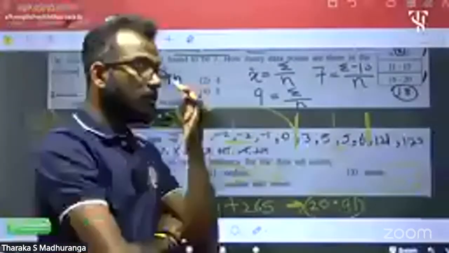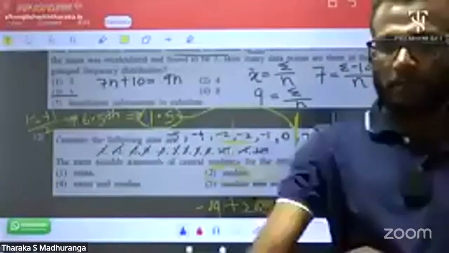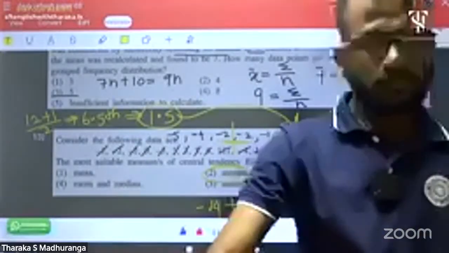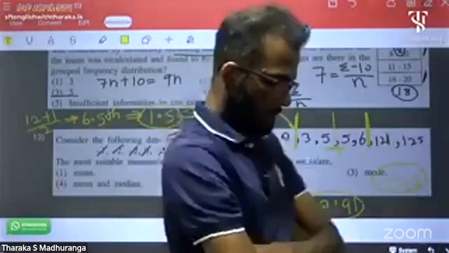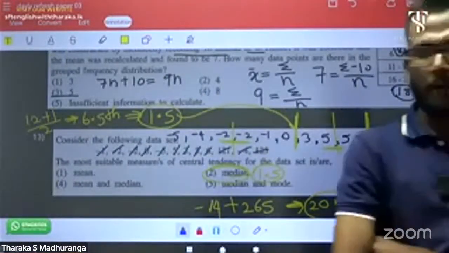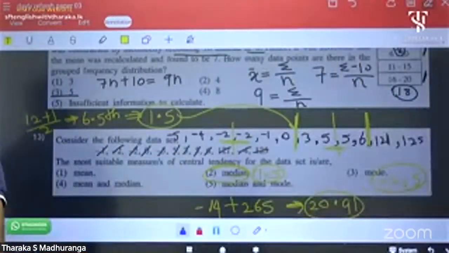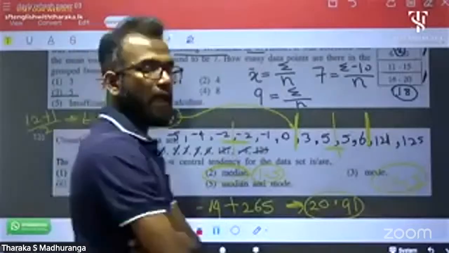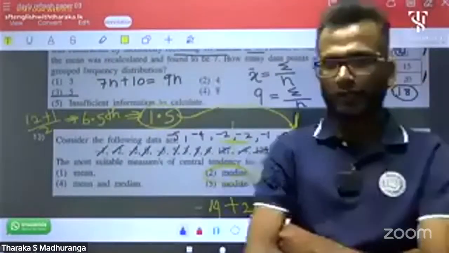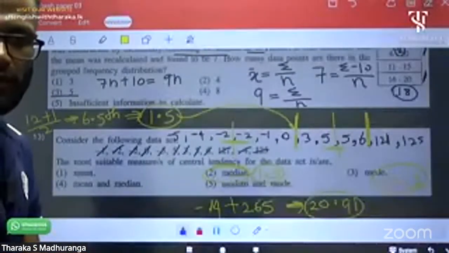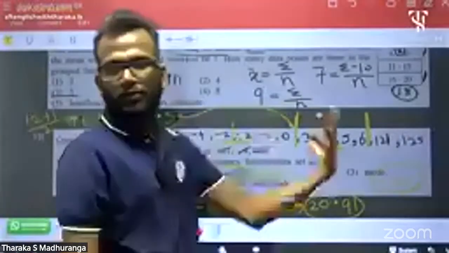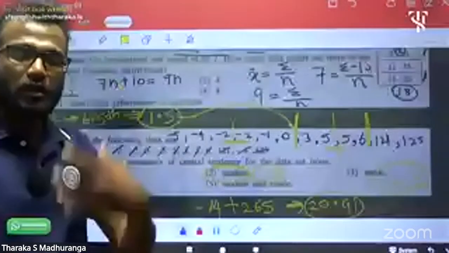Okay, next we can discuss tomorrow. Dini, understood? Now you can calculate them. You don't know what central tendency means yet, but you can calculate these values.